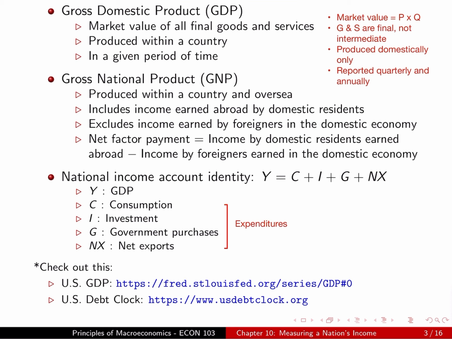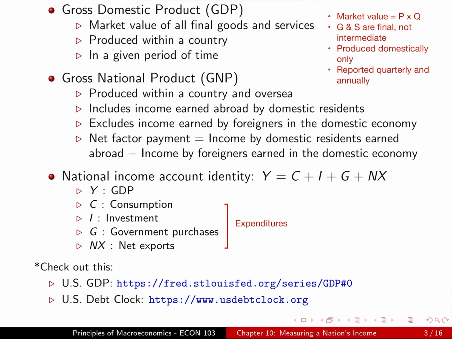Developed economies usually provide these reports quarterly, while developing and underdeveloped economies often report annually. Gross national product, GNP, differs from GDP by including income earned abroad by domestic residents and excluding income earned by foreigners in the domestic economy, with the difference known as net factor payment. For example, income earned by American citizens working overseas is included in US GNP, but not in US GDP, whereas income earned by foreigners working in the US is included in US GDP.